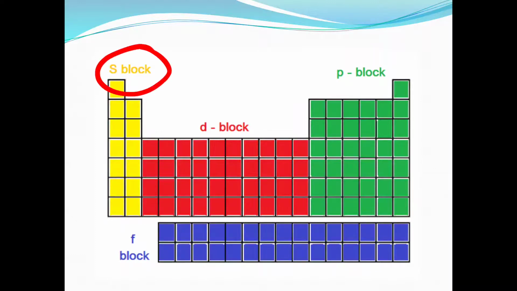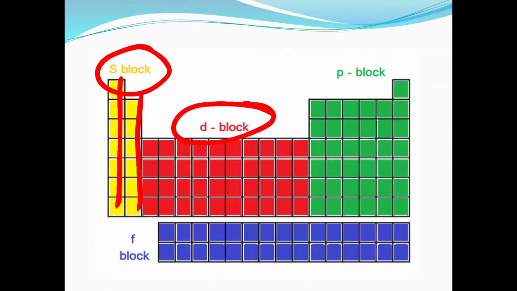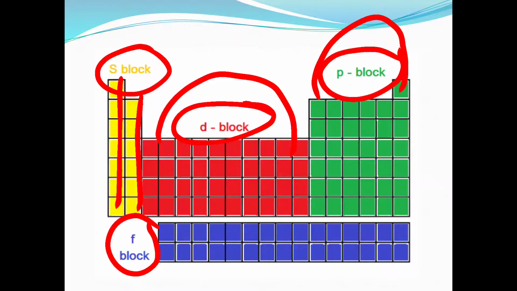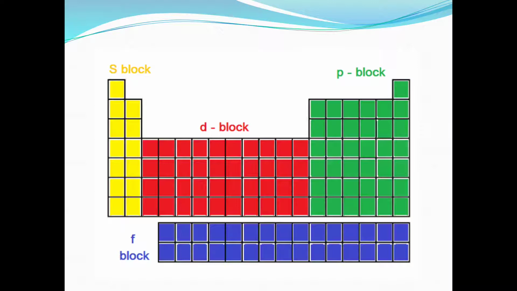The first one is S block. S block contains the first 2 groups. Okay. Second one is D block. D block contains group number 3 to group number 12. Okay. Then is P block. So P block contains group number 13 to group number 18. And the F block contains the lanthanide series and actinide series. In this way, the table is divided into 4 blocks. Okay.